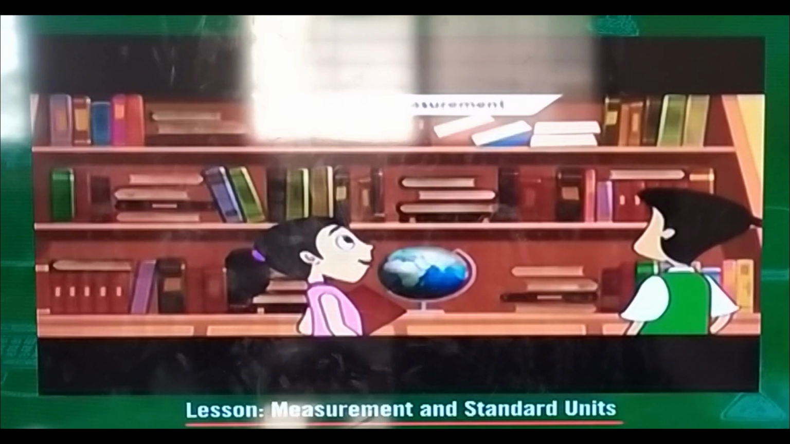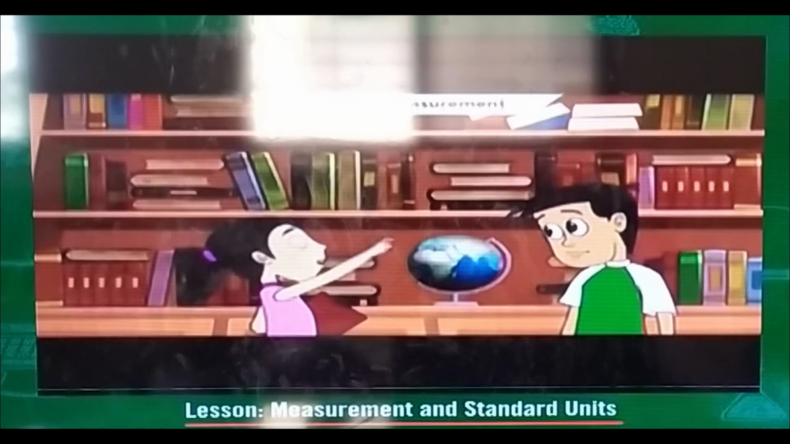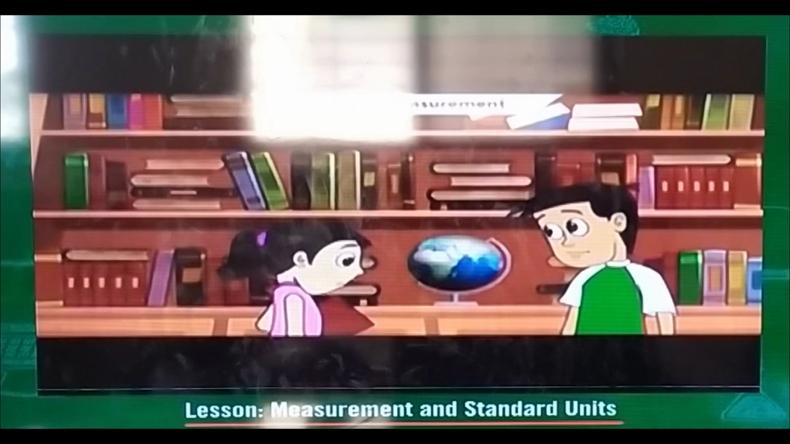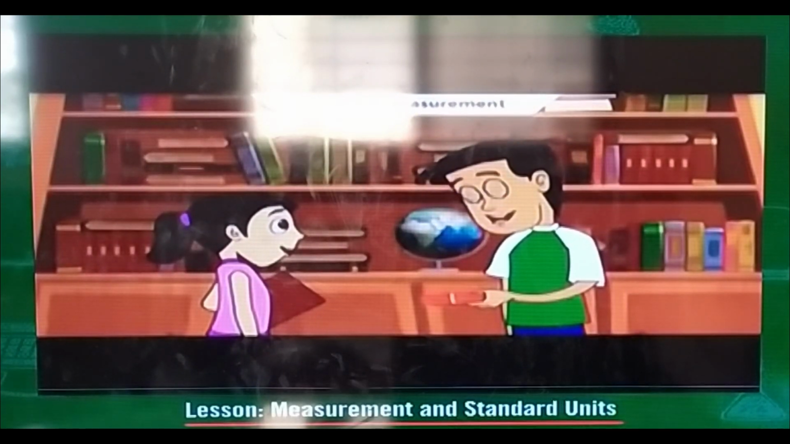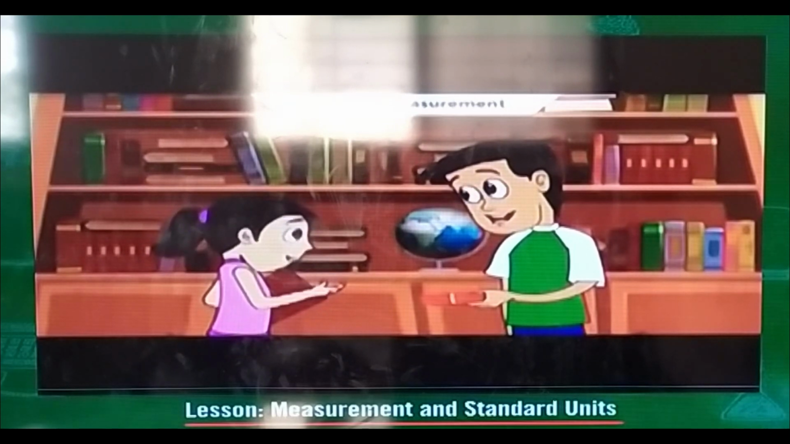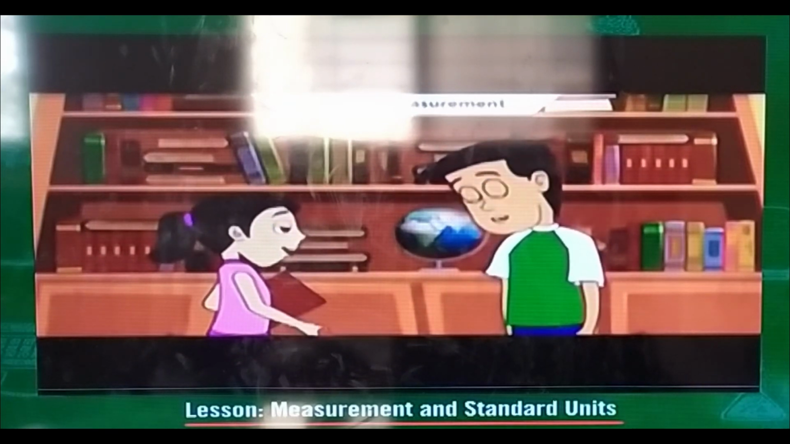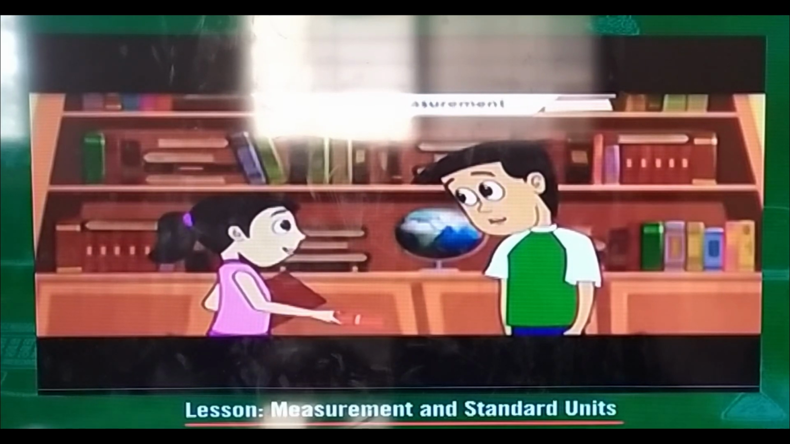Rita and Rahul are trying to get some books from the top rack of the bookshelf. Rahul, I need that red book. I can see it from here, but can't reach it. I can help you. Since I am taller than you, I can easily get it. Here's your book. Oh, Rahul, you're not that tall. I could have just jumped up a little and got hold of the book.